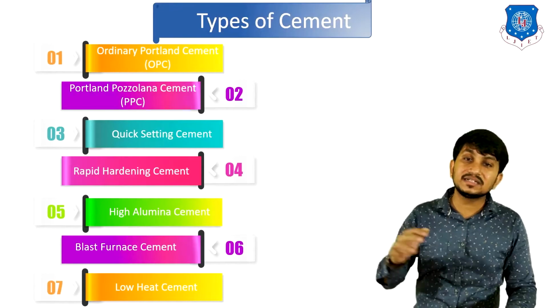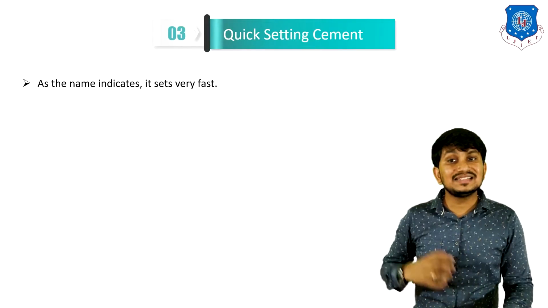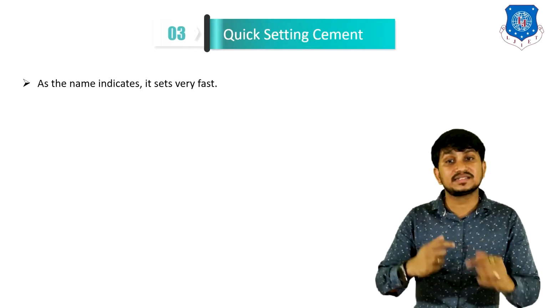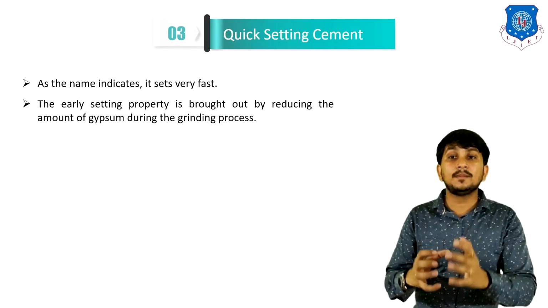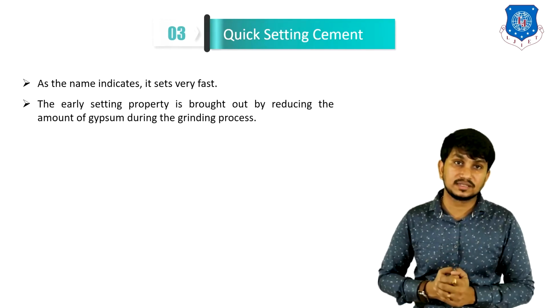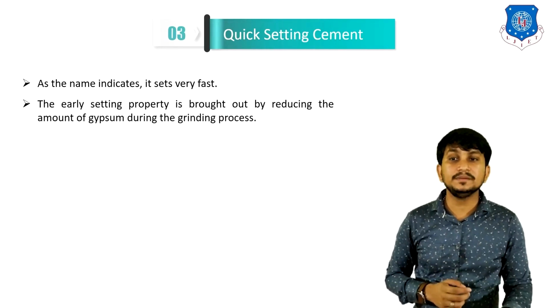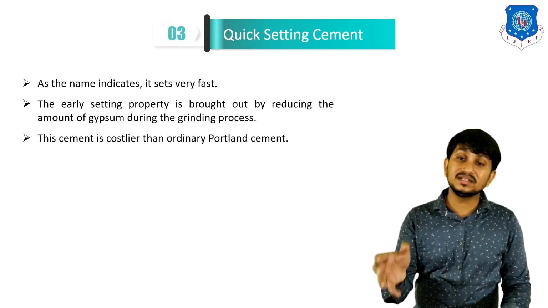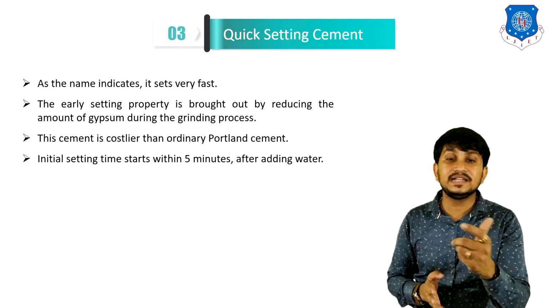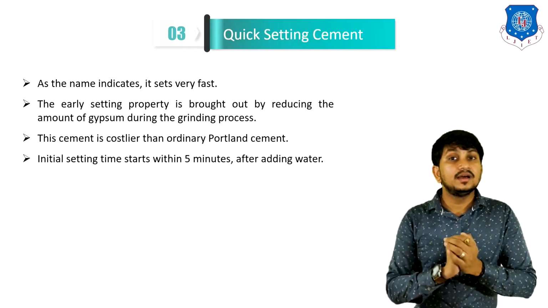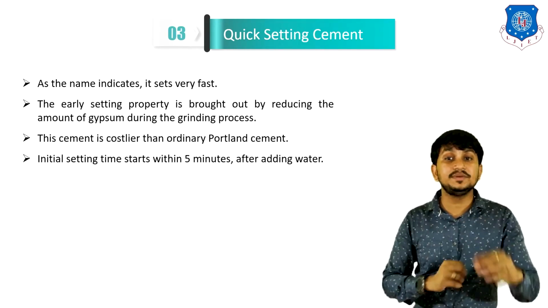Now let's discuss the third type of cement, which is quick setting cement. As the name indicates, it sets very fast. Okay, the early setting property is brought out by reducing the amount of gypsum during the grinding process. So to make this type of cement, we have to reduce the content of gypsum. Okay, this cement is costlier than ordinary Portland cement. Initial setting time starts within 5 minutes after adding water. Okay, the ordinary Portland cement having initial setting time is about 30 minutes.